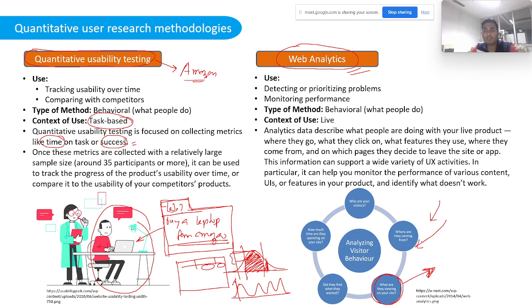Similarly, we can also identify where people move, how they move, and where they go by identifying various clicks that they perform while navigating in the particular web. Okay, then we can also get to know about the information about the visitors.